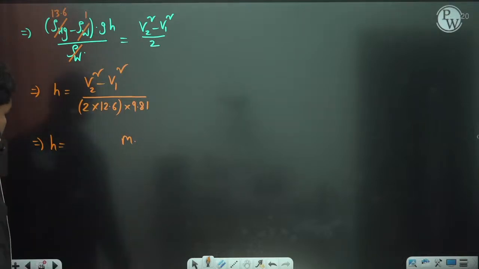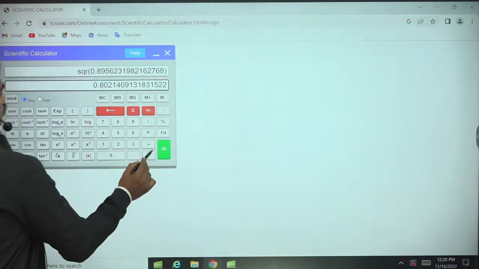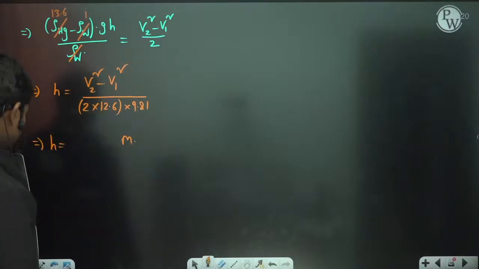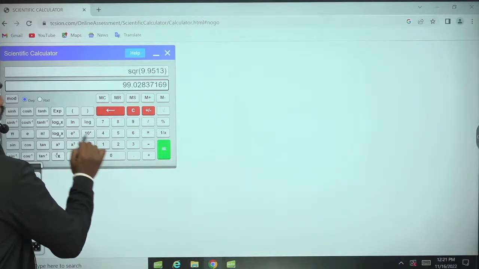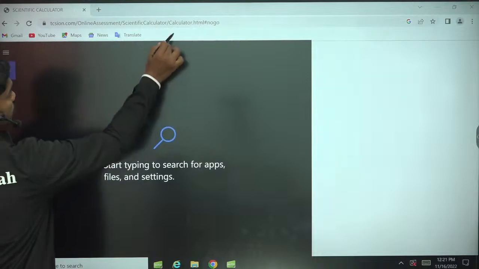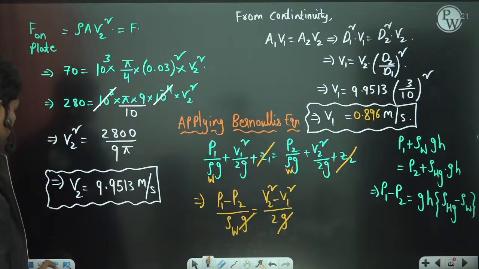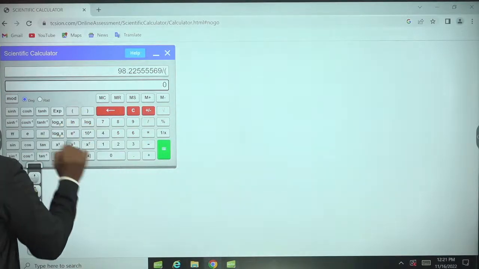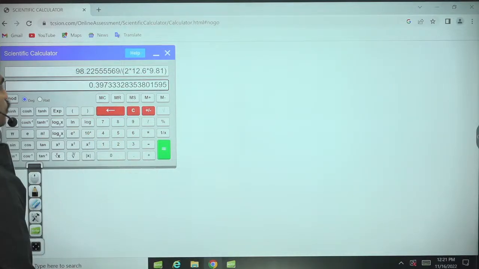Let us calculate what the value is directly. This is V1, correct? So V1 square has to be subtracted from V2 square. What is V2 square? Let us do the calculation, no issue. V2 square is 9.9513 square minus V1 square. What is V1 square? 0.896 square. So you got this value, which is V2 square minus V1 square, divided by 2 times 12.6 into 9.81. If you make this calculation, you get 0.397 meters.